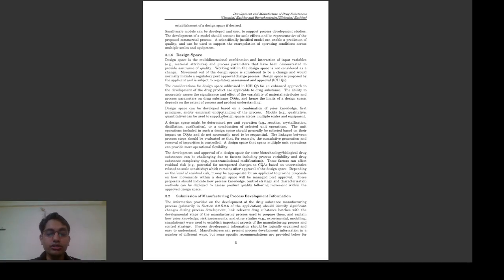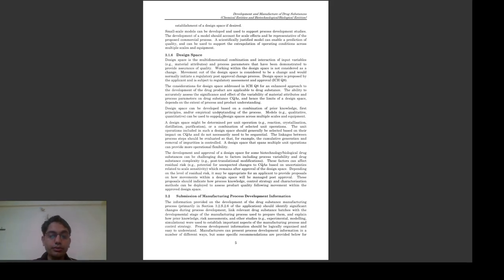Submission of manufacturing process development information. The information provided on the development of the drug substance manufacturing process by the applicant should identify applicable changes during process development. Drug substance batches relevant to the development stage of the manufacturing process should be used to demonstrate how the product is made at each stage. Experiments and simulation are used to assess the important aspects of the manufacturing process and control strategy.